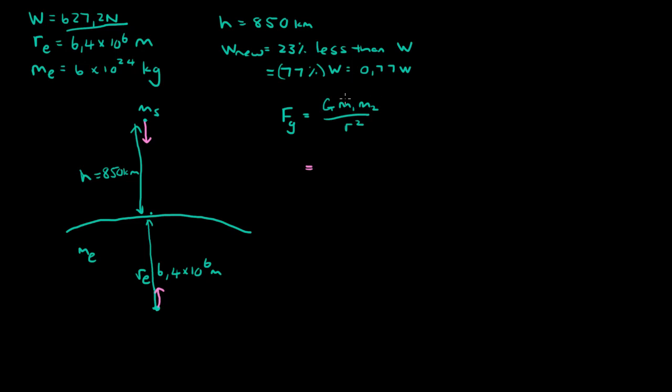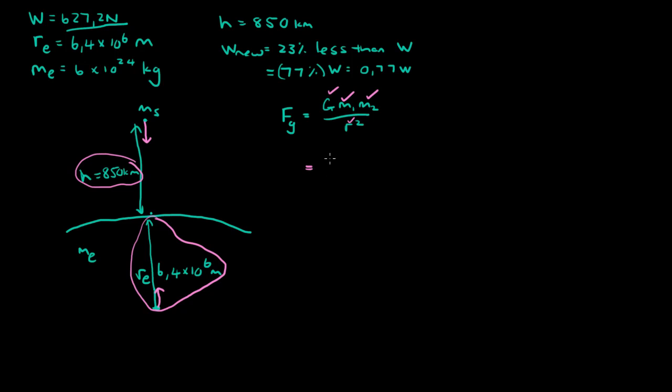Let's check that first. M1, okay, let's take M1 to be the mass of the satellite. We're given that. Mass of the Earth, yep, got that. Constant always. Distance between them, right? That's the distance between the center of them, right? So we know that distance, that's the radius of the Earth. And we know the distance from the surface of the Earth to the height of the satellite, 850 kilometers. So we can add them and get the total distance from the center of the Earth to the center of the satellite. So we have the distance and we can square that. So we have everything to work out the force of gravity or the weight of the satellite at 850 kilometers above the surface of the Earth.